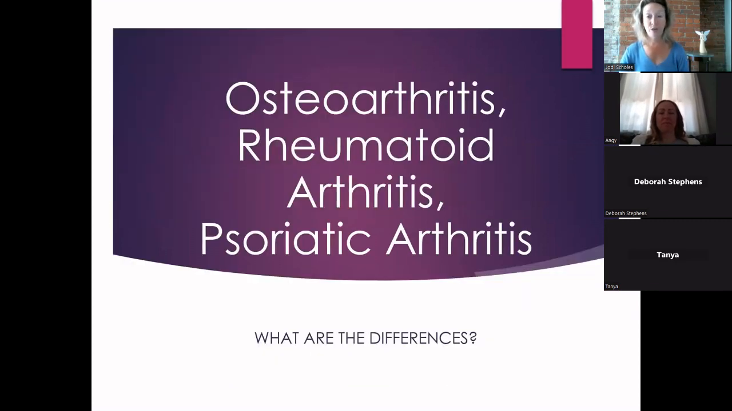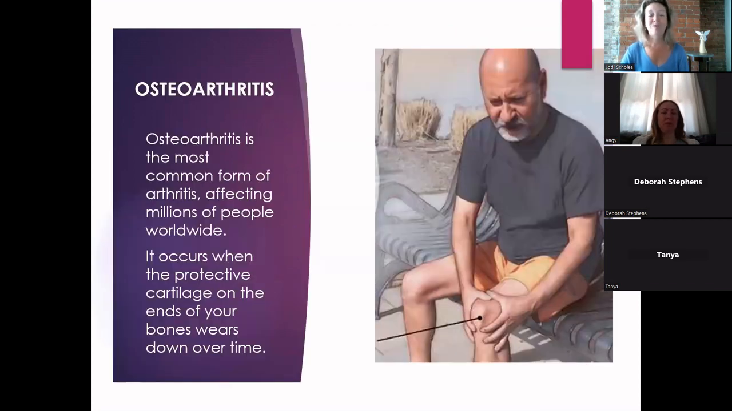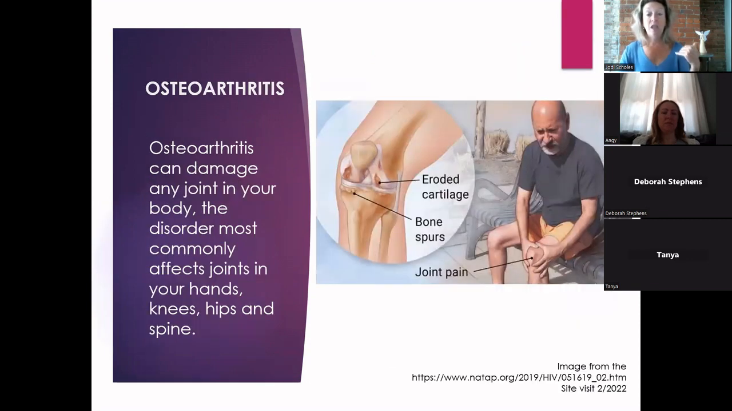Well, let's take a look at osteoarthritis, rheumatoid arthritis, and psoriatic arthritis. Do you know the differences? Okay, osteo is the most common form, osteoarthritis. And it is a result of wear and tear on the body. Osteoarthritis can damage any joint in the body, but most often we're looking at knees, hips, finger joints, sometimes the spine. But because of wear and tear, you can see here, there's some erosion of the cartilage. It's a mechanical problem.